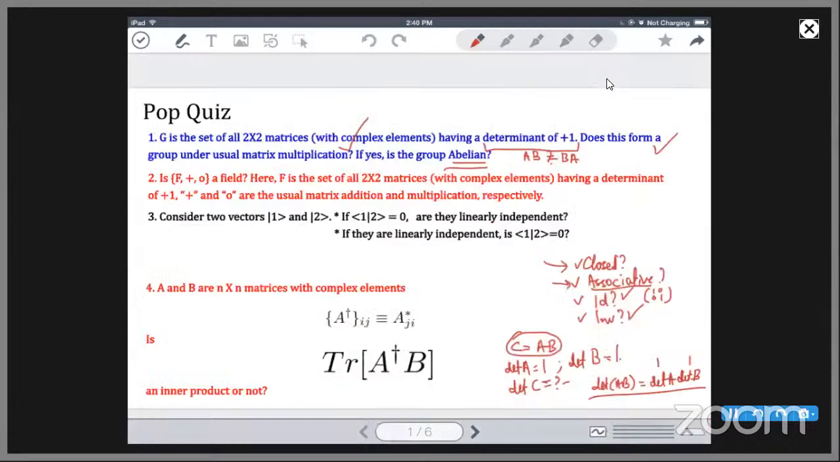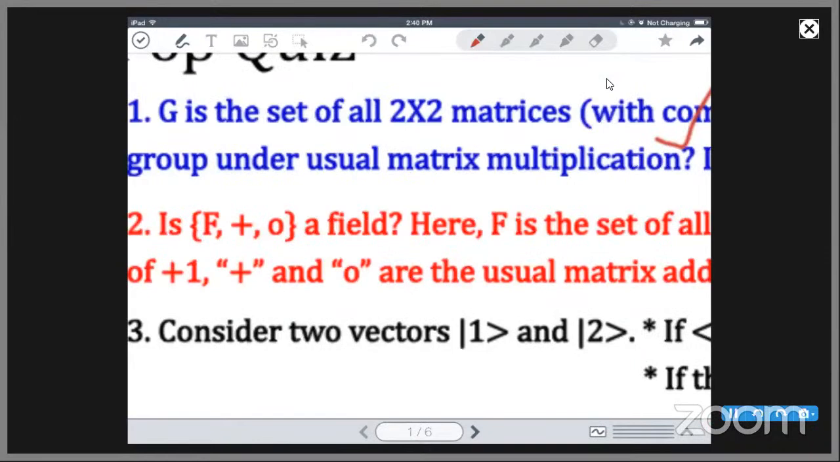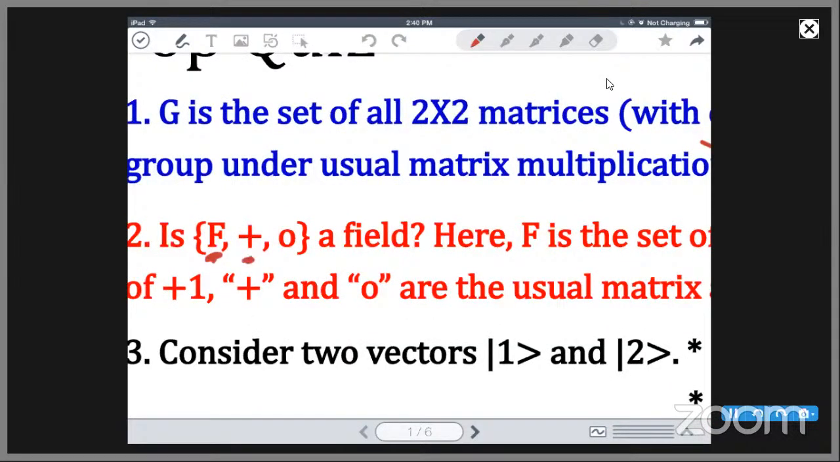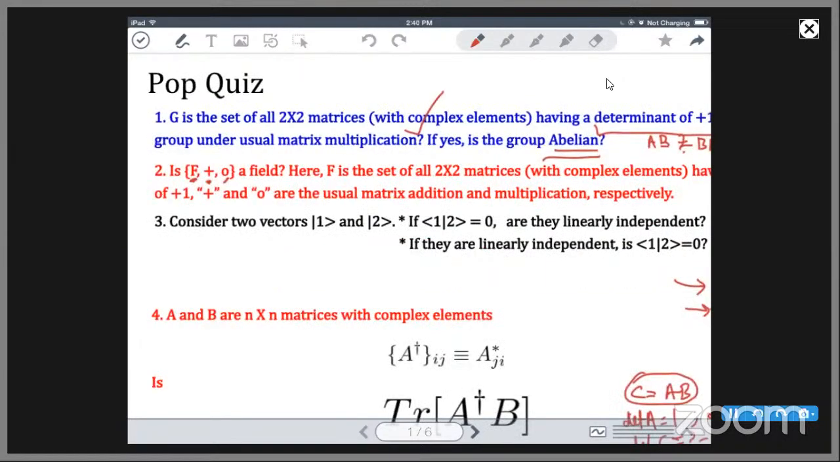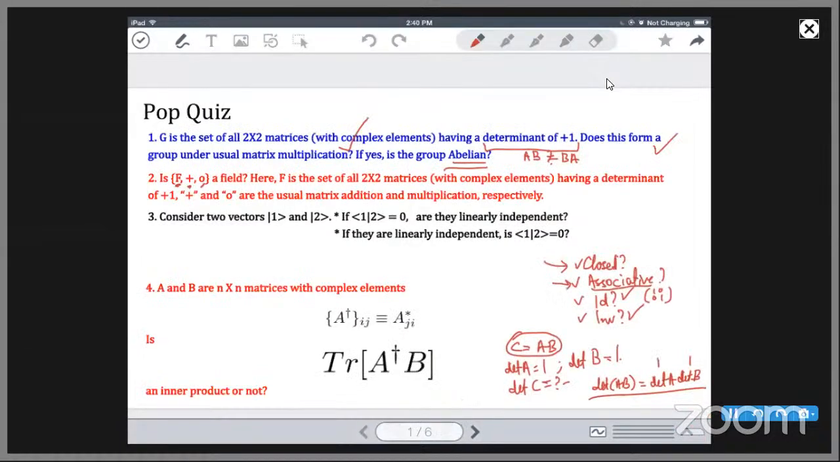So in the next question, I give you a set together with two operations, addition and multiplication, and I ask if it's a field. So you need to read something about fields. Is this a field or not? What are the properties we need for a field? There are three main properties we need for a field. What are they?